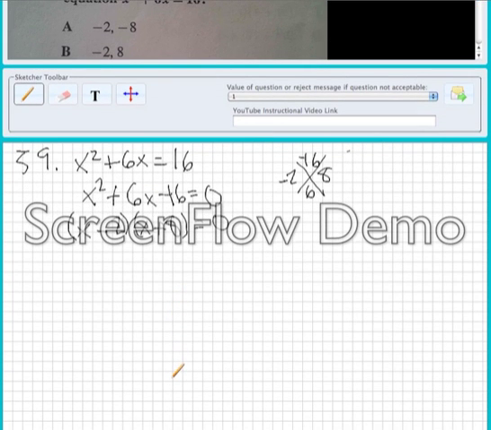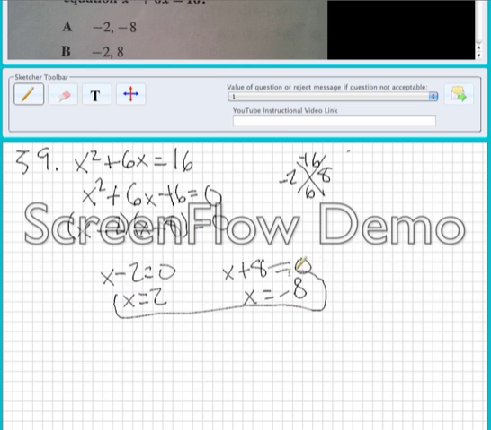Now, you want to set each one of these equal to 0. So x minus 2 is equal to 0. Because if you multiply, if this adds up to 0, then you multiply it by something, it's going to equal 0. So now x equals 2, and x plus 8 equals 0. So x equals negative 8. So these are your two answers. X equals 2 and negative 8.